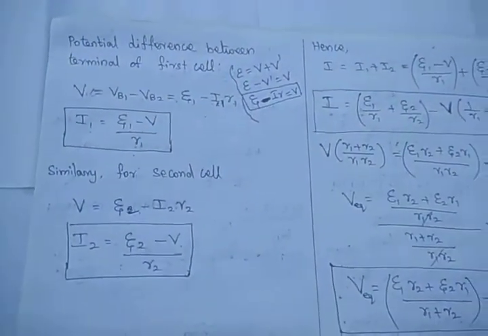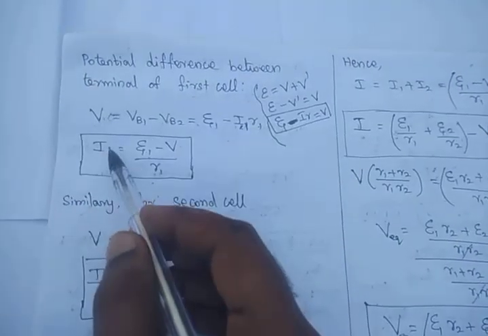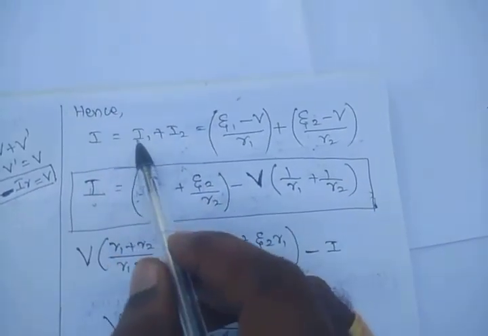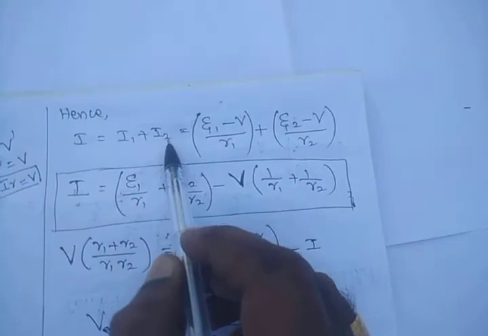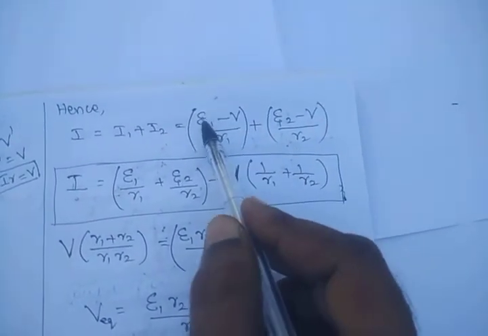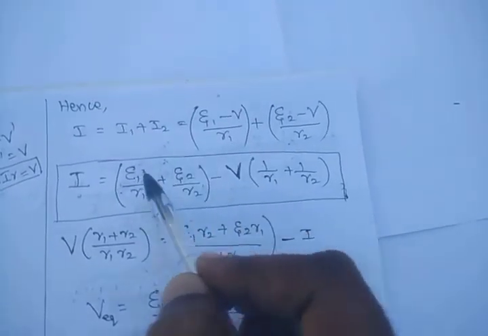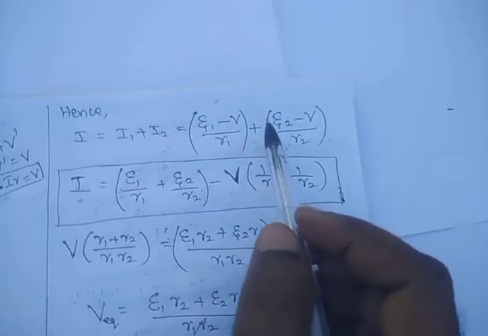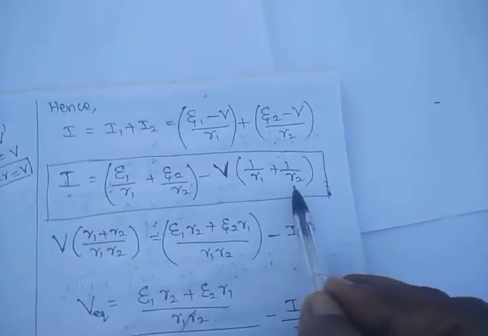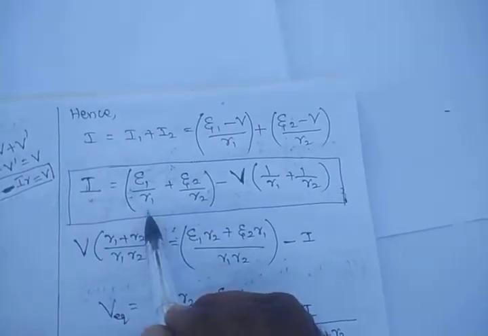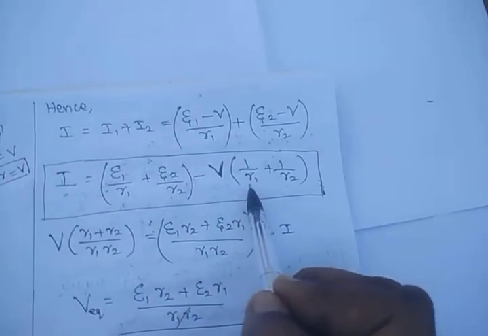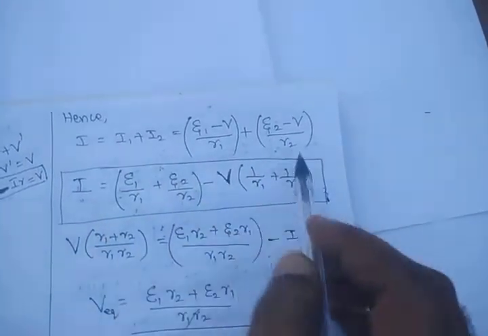Okay, so what is the next point? I1 calculated, I2 calculated. In parallel combination, we have to add: total current I is equal to I1 plus I2. So E1 minus V by R1 plus E2 minus V by R2. That is E1 by R1 minus V by R1 plus E2 by R2 minus V by R2. So we can rewrite as E1 by R1 plus E2 by R2 minus V, taking V commonly outside, times 1 by R1 plus 1 by R2. That's all. The derivation is over.